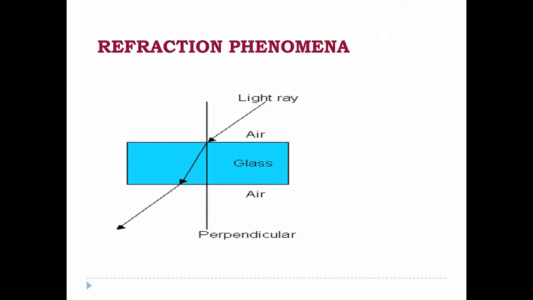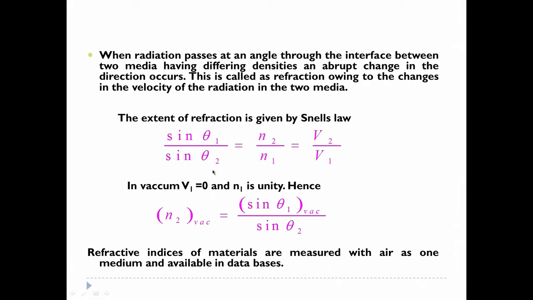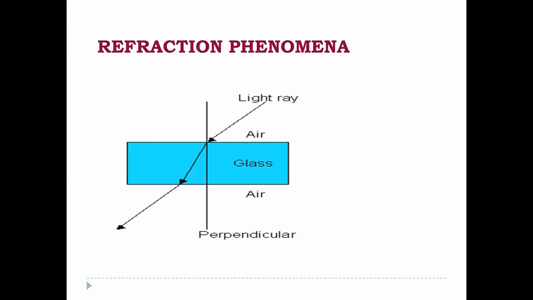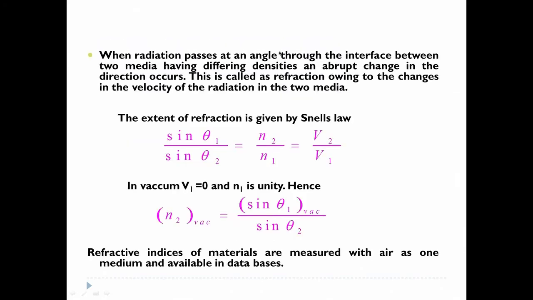So, this is how refraction looks, and there will be a light path change here, whenever radiation passes at an angle through the interface between two media, just like what I had shown here. It is not coming from the top, but it is coming at an angle, then it will not pass straight through. In such cases, the extent of refraction is given by N2 by N1 basically.